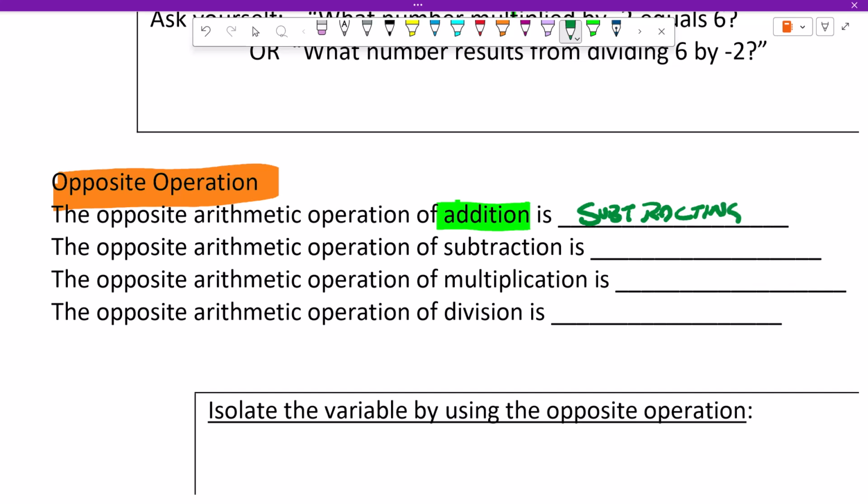And we have subtracting, therefore addition is its opposite. Right? So then we go on to the next situation. We have multiplication. What's its opposite? Division.